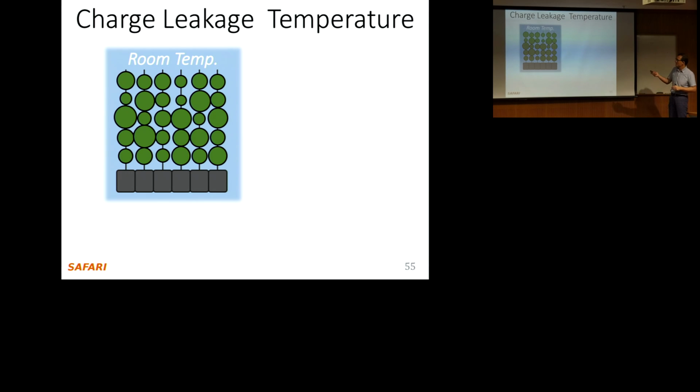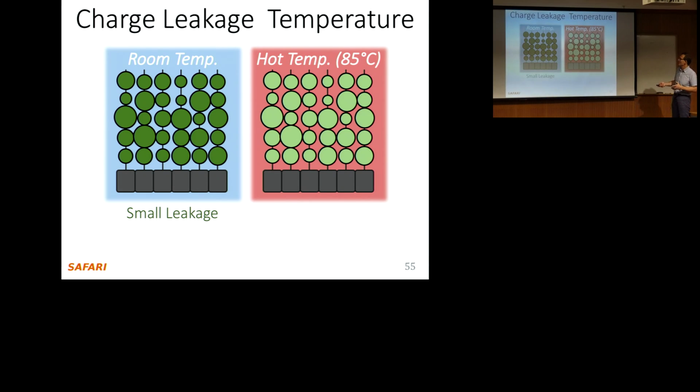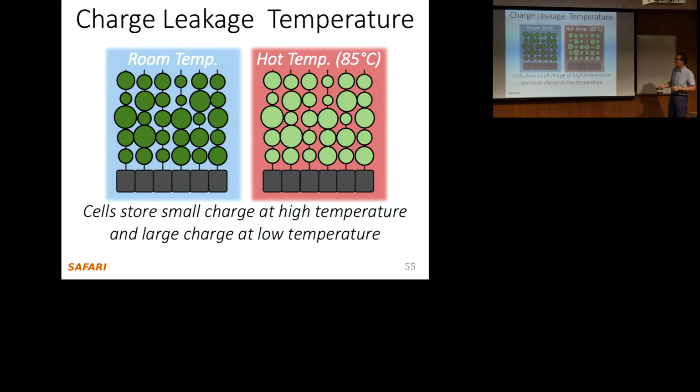Basically, this is a pictorial way of looking at it. At room temperature, you have this. At hot temperature, you have this. At room temperature, you have small leakage. Here, you have large leakage. And cells store small charge at high temperature because they leaked a lot to begin with, and large charge at room temperature because they're much cooler, which means they have more charge and can drive things much faster. Whereas here, that's not the case. So as a result, you get large variation in access latency across temperatures, which means across time.